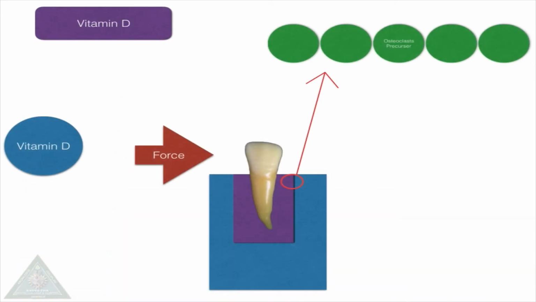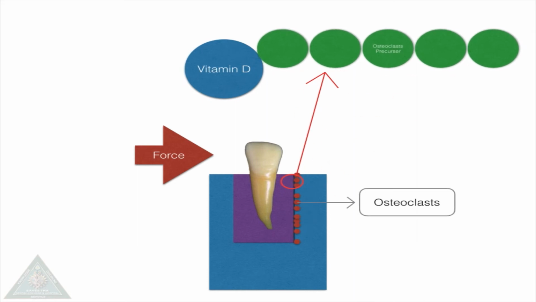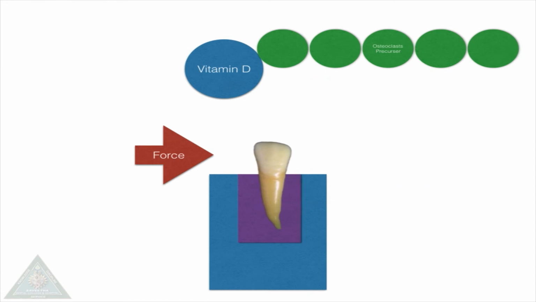Action of vitamin D. Vitamin D acts on osteoclast precursors, bringing about the production of osteoclasts that leads to bone resorption. Thus, it plays a key role in tooth movement.